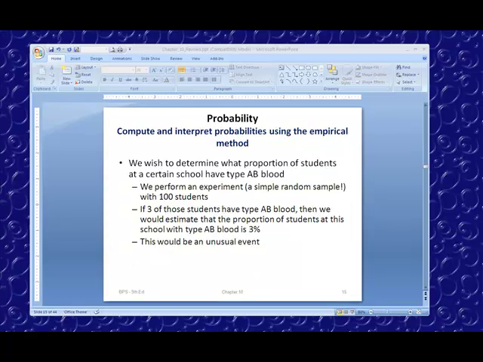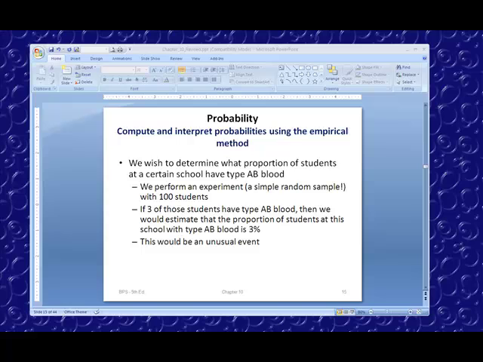We wish to determine the proportion of students at a certain school who have AB blood. So we look at 100 students and we find out what their blood type is. So our event is those students that have AB blood. We see that 3 of those students have AB blood. So the number of times that we see the event we're looking for, people with AB blood, was 3.